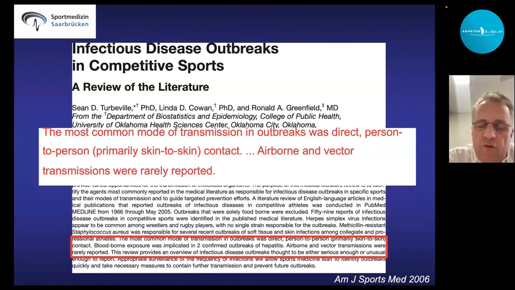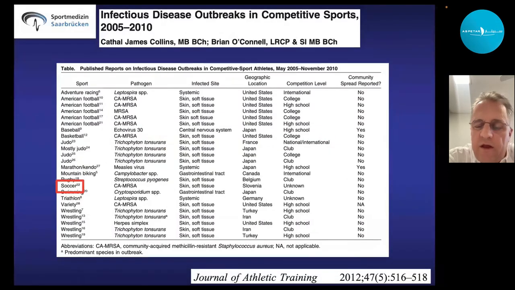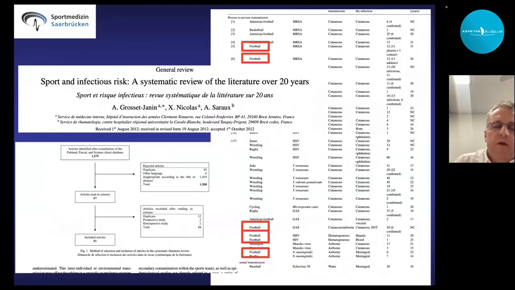So a first review, which has been published as early as 2006, emphasized that the most common transmission mode was direct person-to-person contact, so skin-to-skin. And the most frequently involved diseases for outbreaks were skin infections. This is confirmed in another study, which was published a few years later. However, if you have a look at the table, football is only included with one study. All other studies came from other sports. And finally, a larger review coming from France, therefore they use the term football instead of soccer. It includes several football studies, but most of them once again focus on cutaneous, so skin diseases.